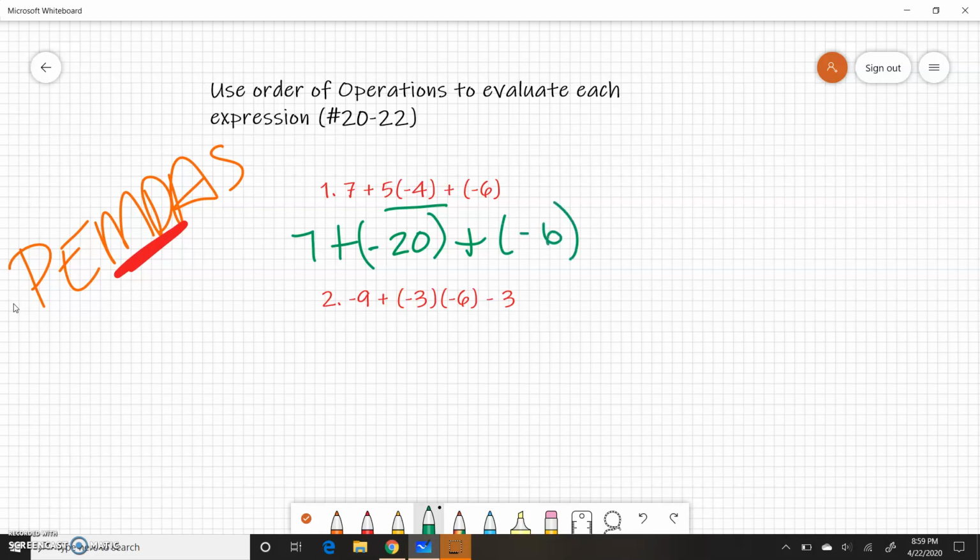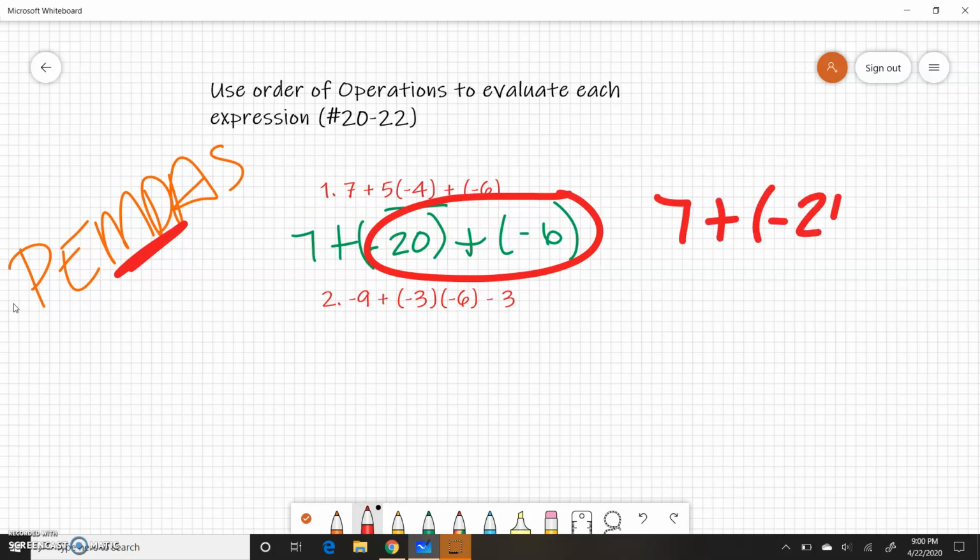Well, what I'm going to do next is addition and subtraction. There is no subtraction, so I'm obviously just going to add. Now, everything that's left is addition, so it doesn't matter what order you add in. So I'm going to combine my two things that are alike, negative 20 and negative 6. I'm already at negative 20, and I'm going negative 6 more negative. So now I'm left with 7 plus negative 26.